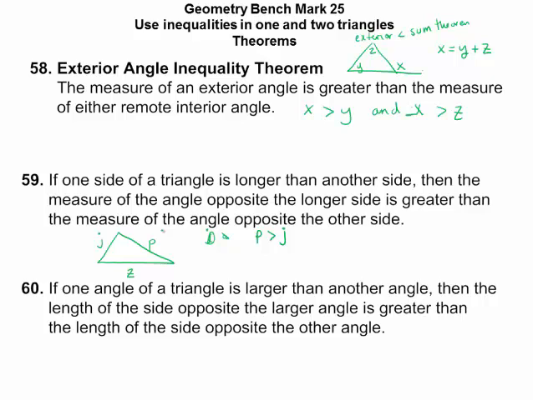Then the measure of the angle opposite. So if we go opposite P, we get this angle over here. I'm going to call that angle 1. And if we go opposite J, we're going to get this angle over here. I'm going to call that angle 2. If P is bigger than J, then angle 1 is going to be bigger than angle 2.